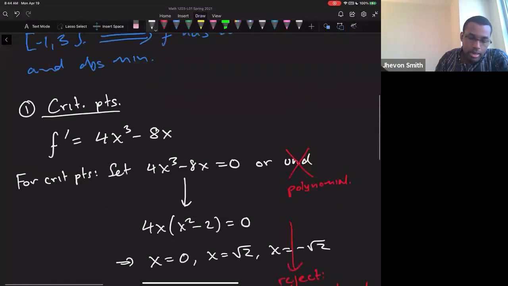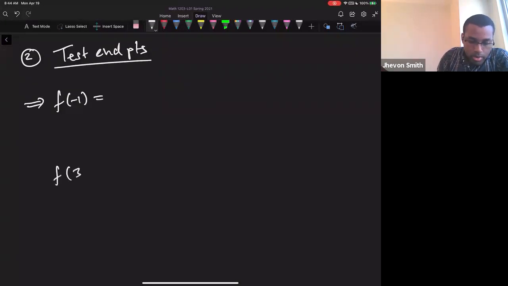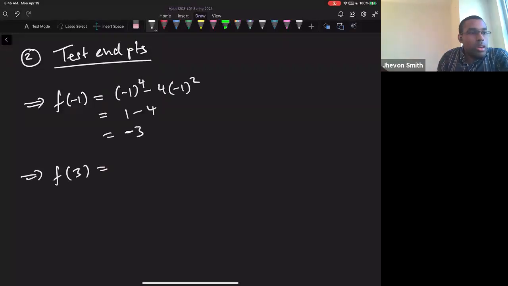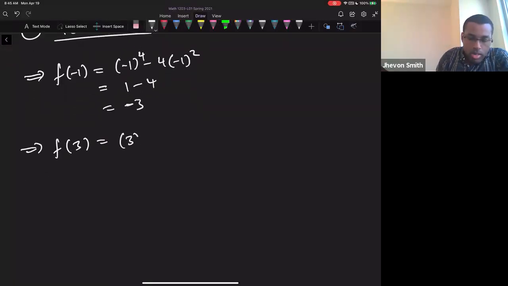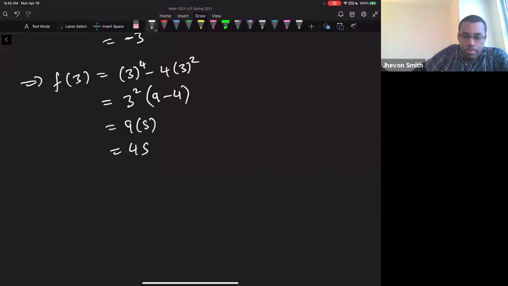You're simply going to evaluate the function at the endpoints, which are minus 1 and 3. So you're going to find f of minus 1, and f of 3. f of minus 1 is minus 1 to the 4th minus 4 times minus 1 squared. It's 1 minus 4, it's minus 3. And f of 3 is going to be 3 to the 4th minus 4 times 3 squared. I can factor out a 3 squared, that'll be 9 minus 4. It's 9 times 5, 45. Yeah, so we have that.